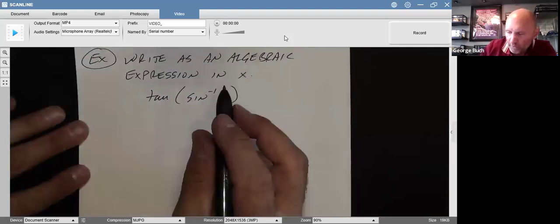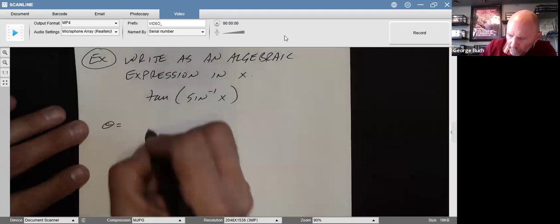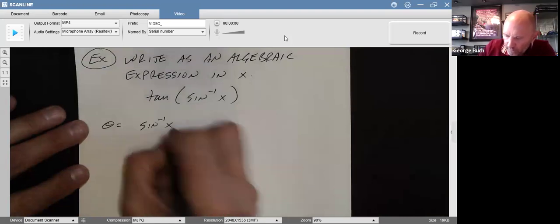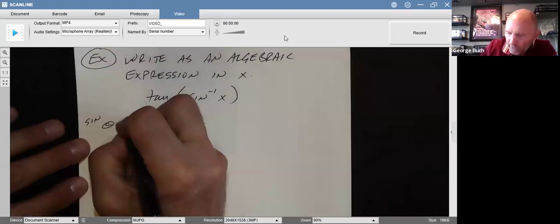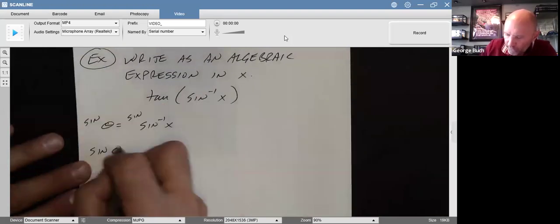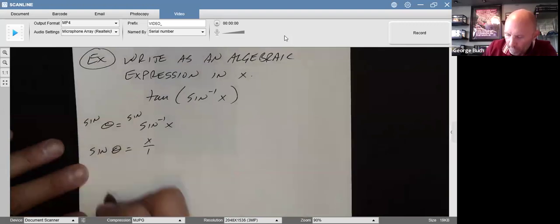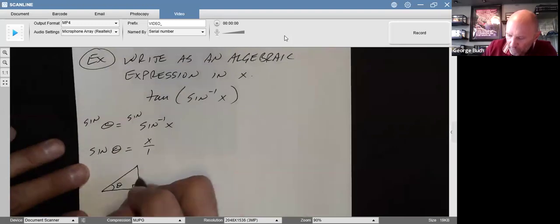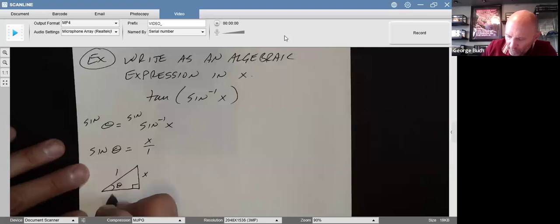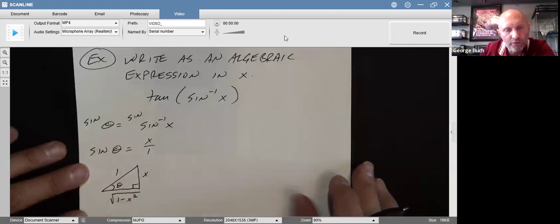So this is also a build-a-triangle problem. Theta is sine inverse of x. Take sine of both sides, so I get sine of theta is x, or let's call it x over 1. Draw my triangle. Sine is opposite over hypotenuse, and as we saw in the content video, the other side ends up being the square root of 1 minus x squared.